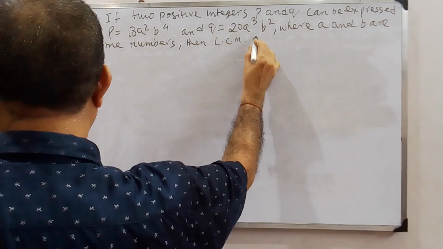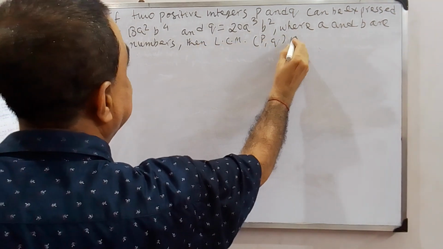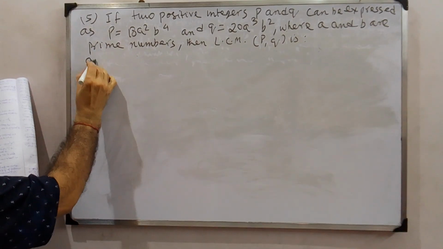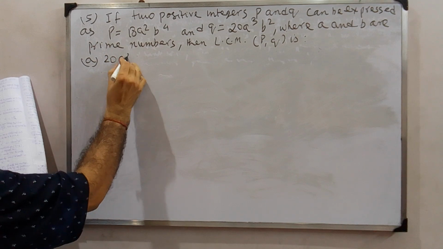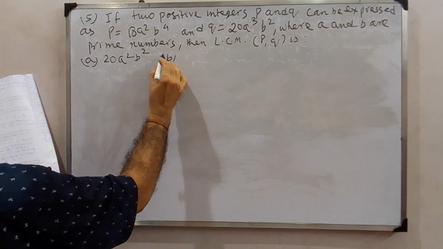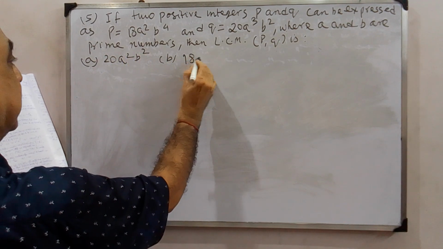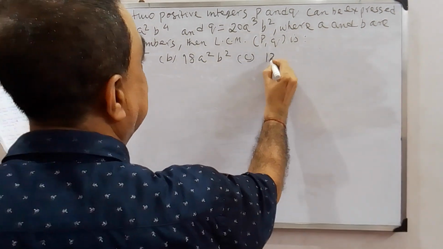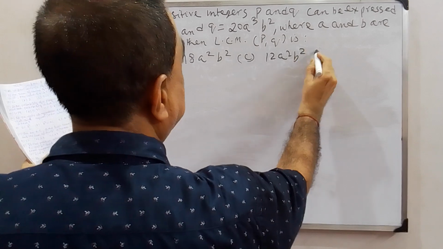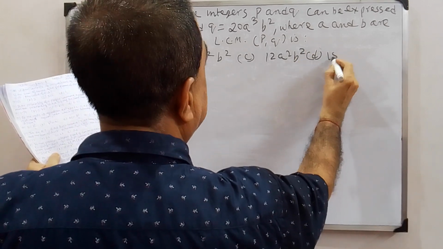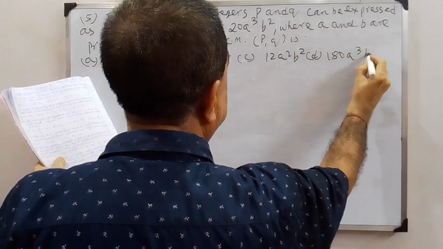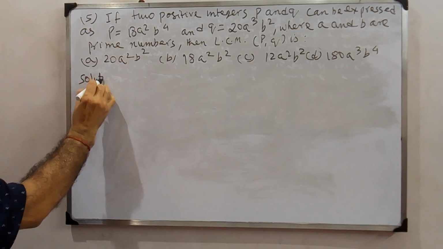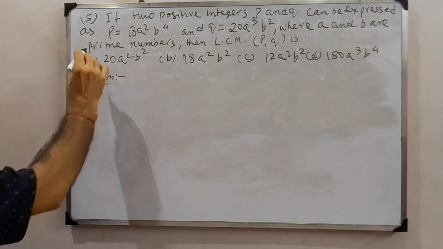the LCM of P and Q is, here the four choices are given. Here A is 20 a squared b squared, B is 18 a squared b squared, C is given 12 a squared b squared, and D is given 180 a cube b to the power 4. Now see here, what we know: here we have to write the LCM of P and Q.